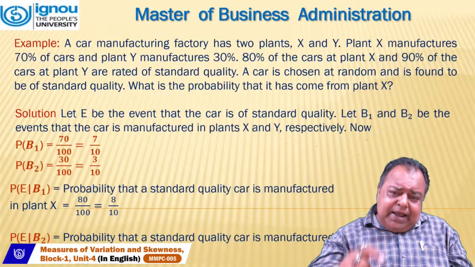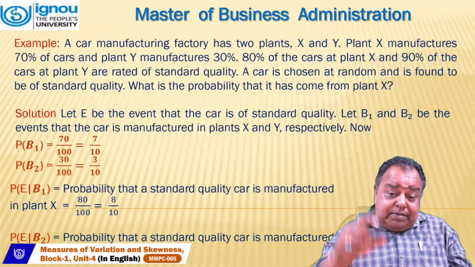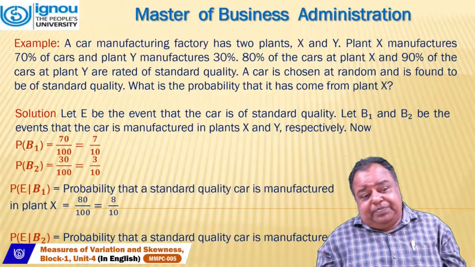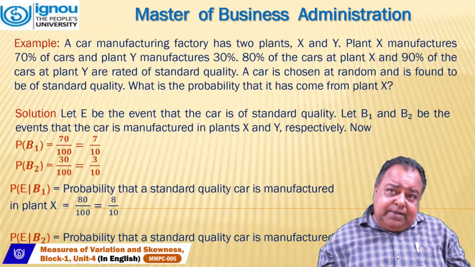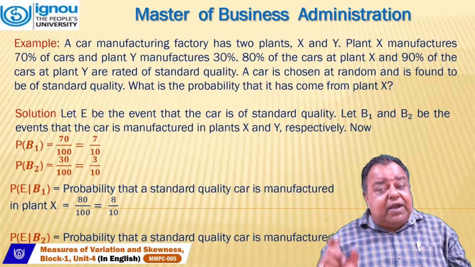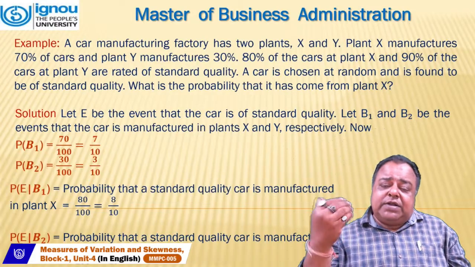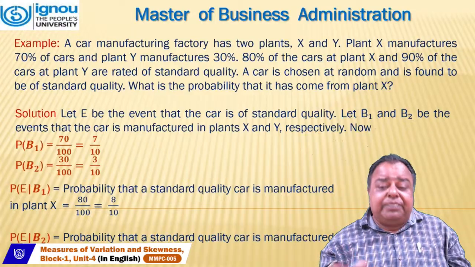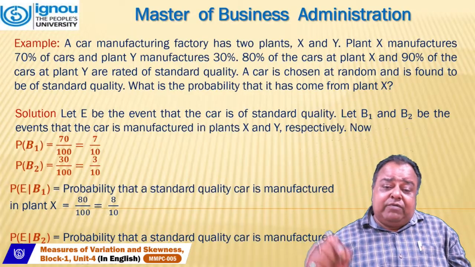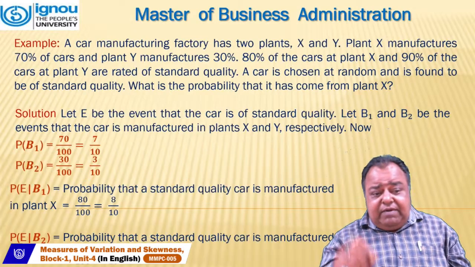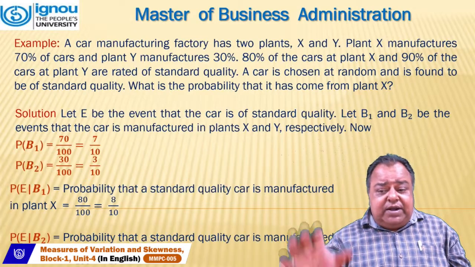Now, mathematically, in terms of probability, how will we evaluate this? E is the event that the car is of standard quality. We are talking about a car manufactured by any plant, but it should be of standard quality. That means, first of all, we have to represent the event: the car is of standard quality.